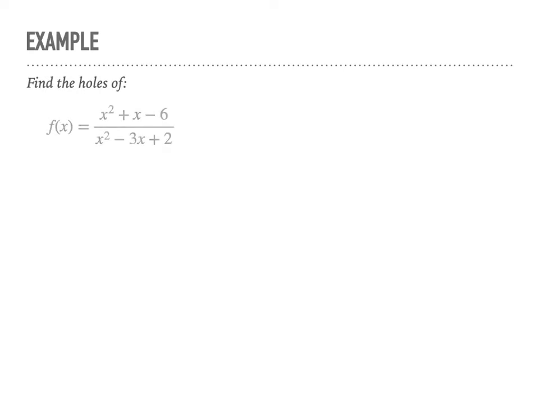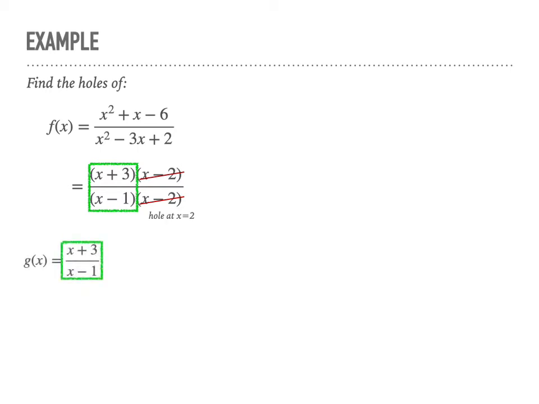Let's say we want to find the holes of this following rational function. Well, the first thing we want to do is factor both the numerator and denominator. And we can see that they both have a common factor of x minus 2. So we can cancel that out. And we can see that the hole is at x equals 2 because when we plug in 2, we can see that the function becomes undefined. So now we can cancel those out from both the numerator and denominator, and we'll have an updated function which we can call g of x, which is equivalent to x plus 3 over x minus 1.